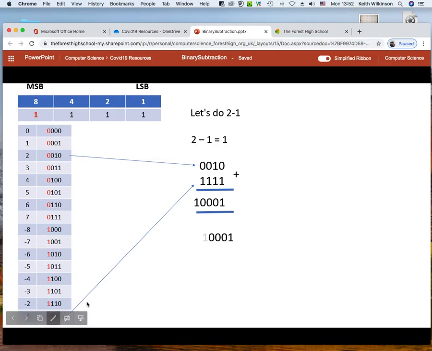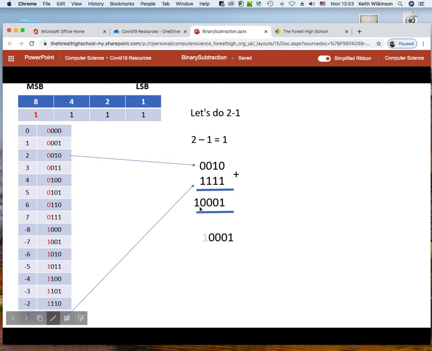So minus 1, I seem to have got a problem there. Minus 1 is 4 ones, so I put them there and I add them together. So 0 plus 1 is 1. 1 and 1 is 2, so that's 0, carry the 1. 0, 1 and the carry is 2, so write down 0, carry the 1. 0, 1 and 1 is 2, so write down 0, carry the 1.